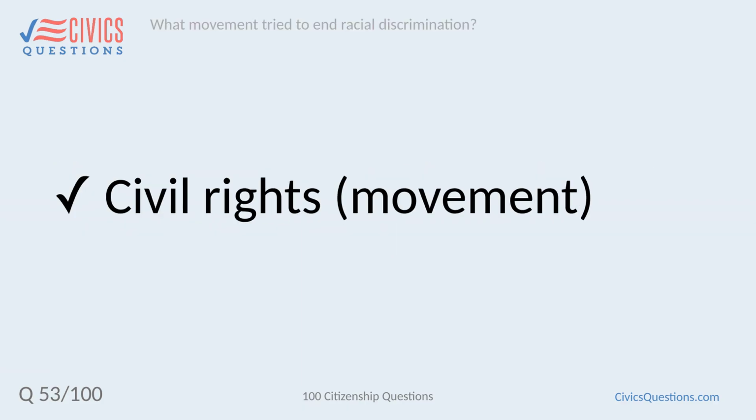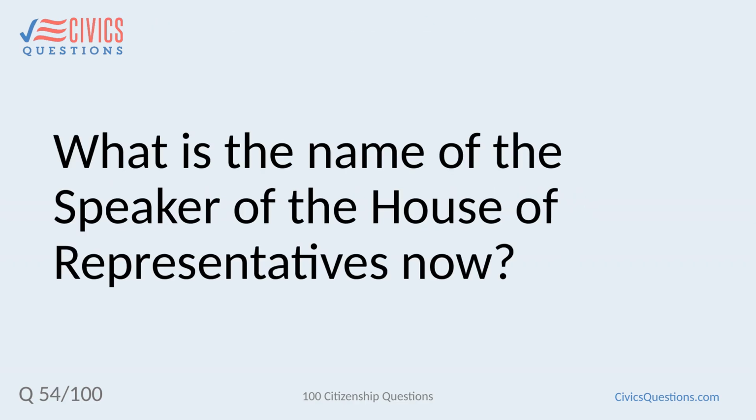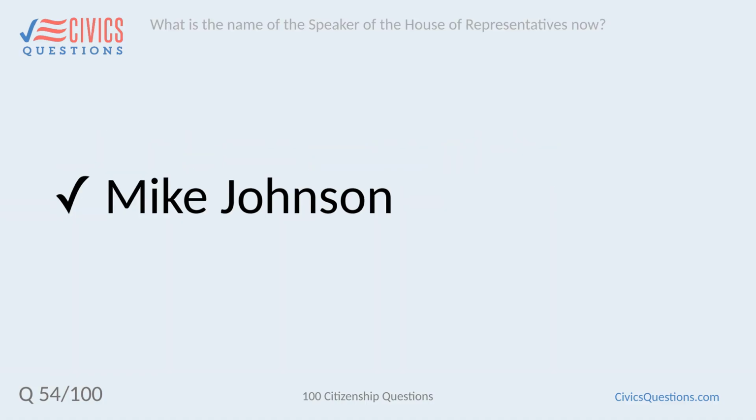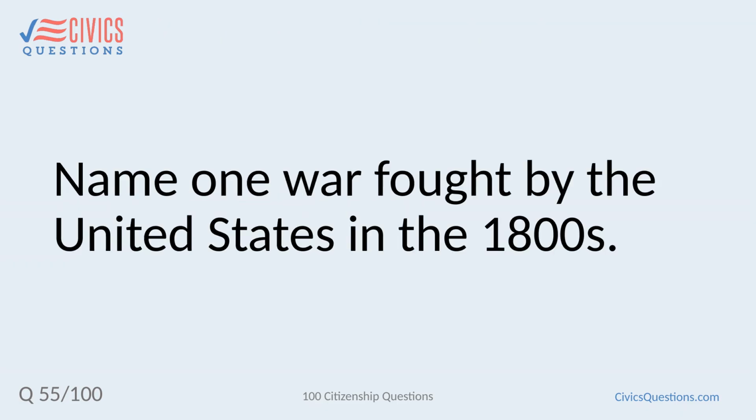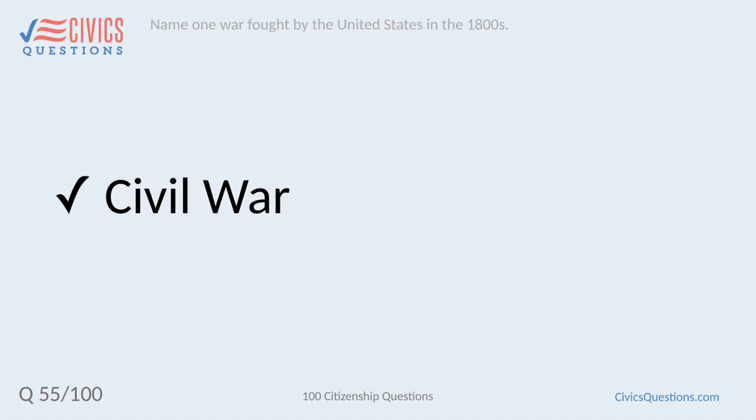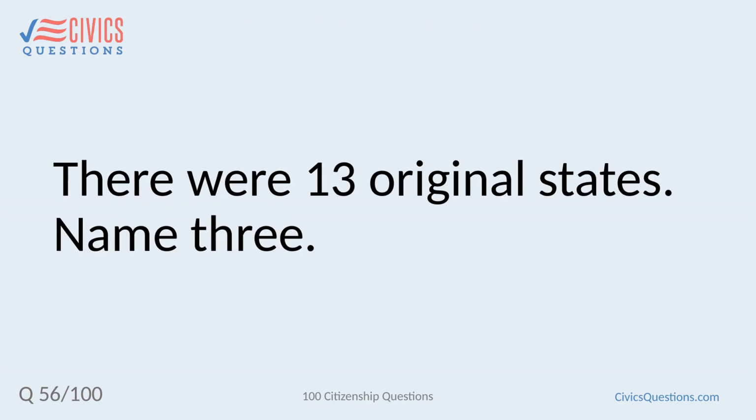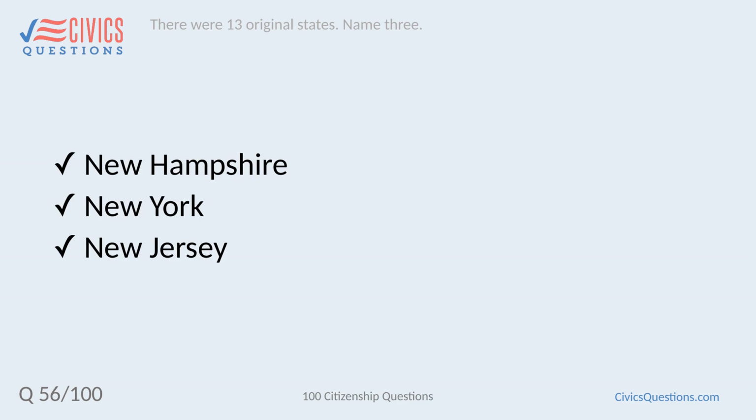What movement tried to end racial discrimination? Civil Rights Movement. What is the name of the Speaker of the House of Representatives now? Mike Johnson. Name one war fought by the United States in the 1800s. Civil War. There were 13 original states. Name 3. New Hampshire, New York, New Jersey.